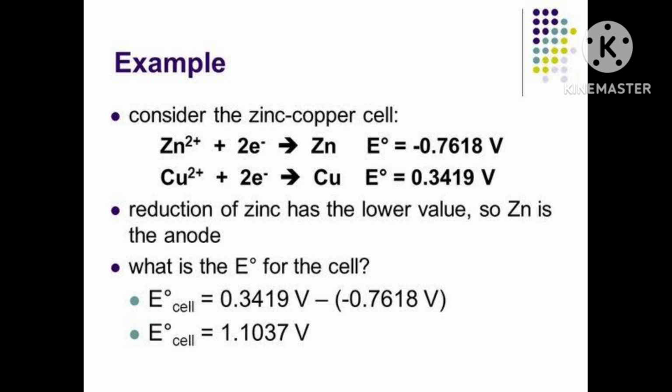For a spontaneous reaction, the delta G value and E value are inversely related. E value should be positive, and delta G value should be negative. Always remember these two things: electrode potential should be positive, and in terms of free energy it should be negative.